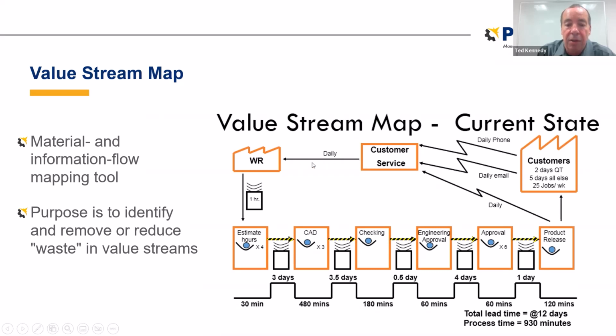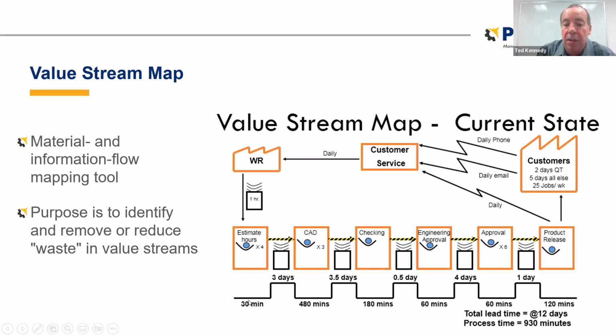They enter it daily into the computer system where all the orders are, and then the orders are transmitted once per hour to a person who estimates the time involved to do the order. They typically do it 4 times during the day. The CAD person does work in the CAD 3 times a day. They have a person checking what was done by the previous 2 people, and engineering approves it. And then it goes for final approval. Then the product is released to the customer.